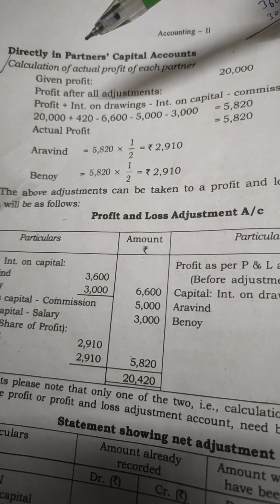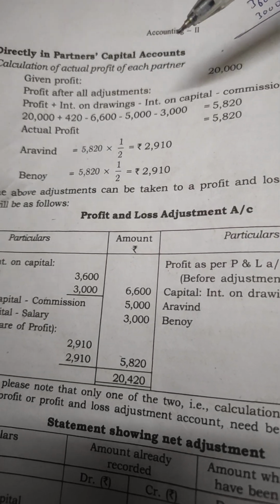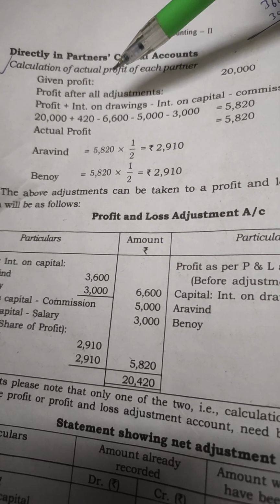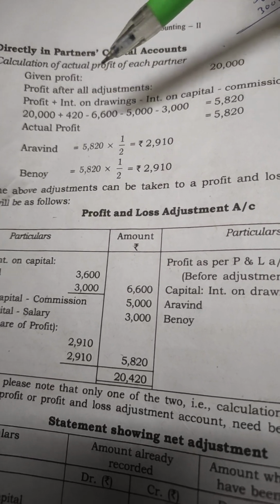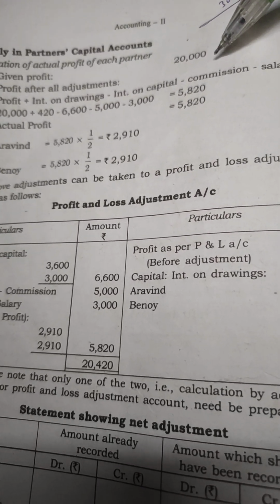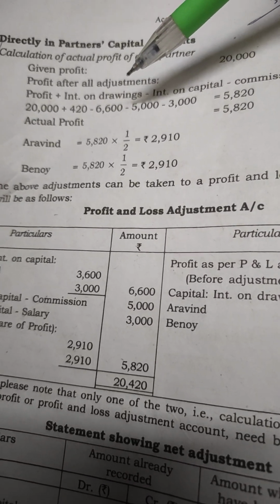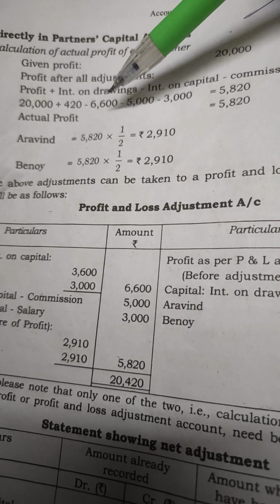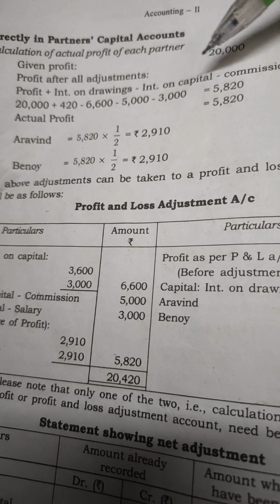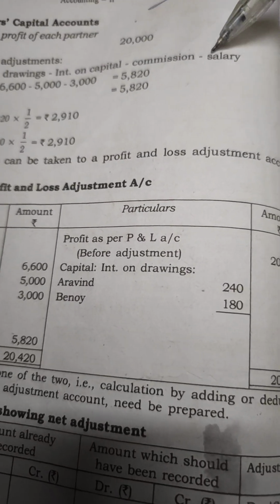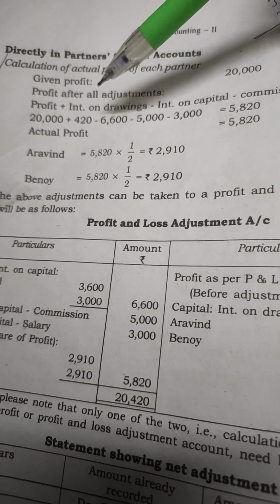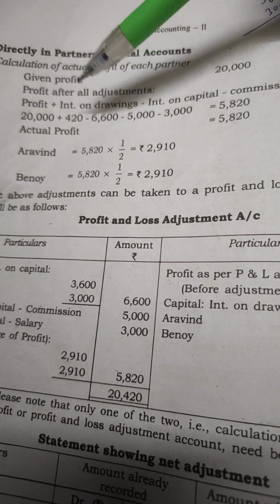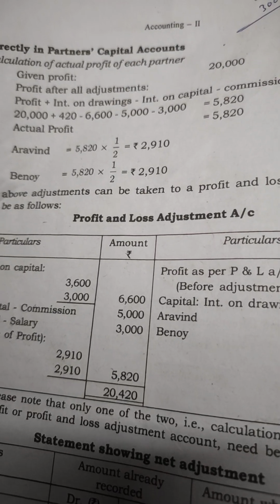So we have to calculate the actual profit of each partner. So we have to write another heading, that is calculation of actual profit of each partner. Given profit, that is 20,000. Profit after all adjustments, that is profit plus interest on drawings minus interest on capital minus commission minus salary, gives the profit after all adjustments. That is the actual profit.